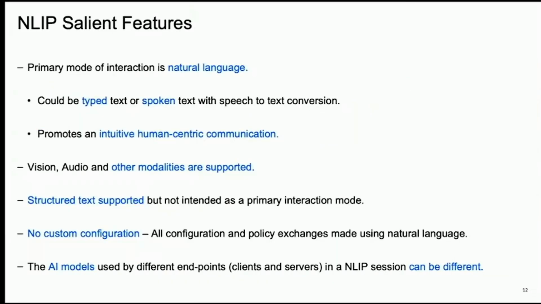So the salient features: the primary mode of interaction is natural language. It could be typed text or spoken text, which you can convert using speech-to-text conversion, and we have a POC that has worked out really well. It supports vision, audio, and other modalities. Structured text is also supported, but that's not the primary means of communication. There is no need for custom configurations. Your configuration and policy exchange are all done via natural language. And you can use different AI models at the endpoints. We have experimented with OpenAI models, Gemini models, Claude, IBM's Granite models, and they've worked out pretty well.